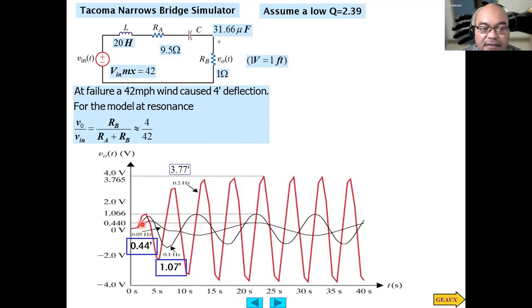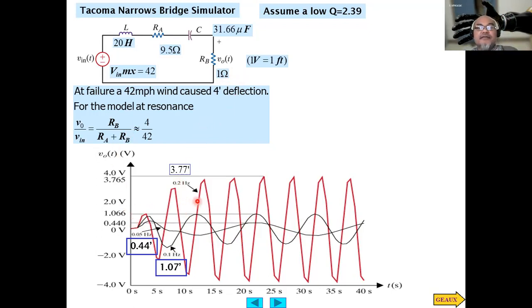So this is what we see here at 0.05 hertz of frequency. This is the vibration of the wind, so it just creates small swinging, 0.44 feet. When the frequency increases to 0.1 hertz, the swinging increases, corresponding to a larger magnitude of the output.